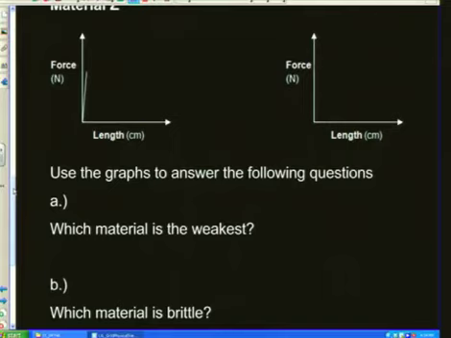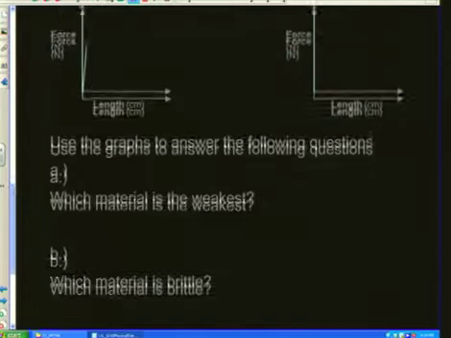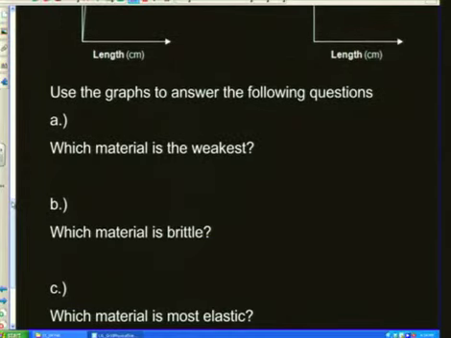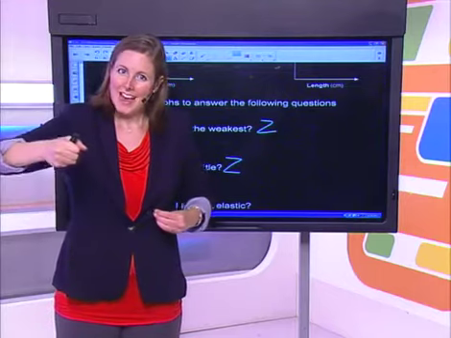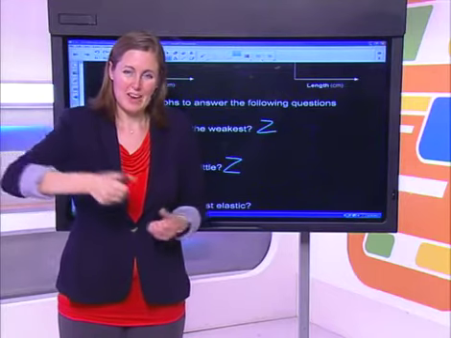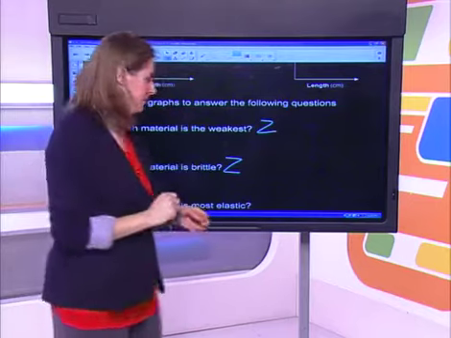Use the graphs to answer the following questions. Which material is the weakest? Well, it must be Z, because that snapped. Which material is brittle? Well, probably also Z. Why? Because it wasn't able to handle much stretching force. It just broke. It was brittle.